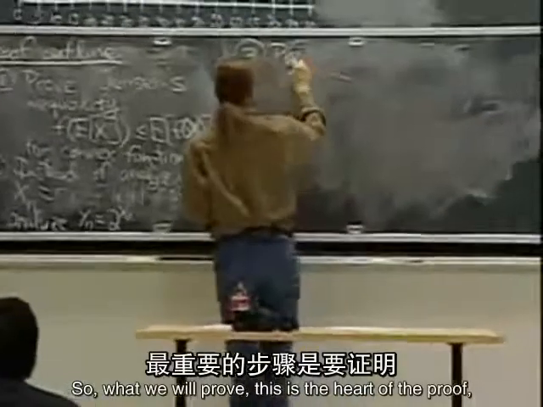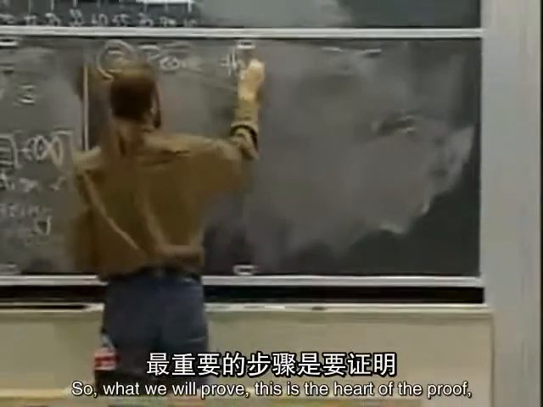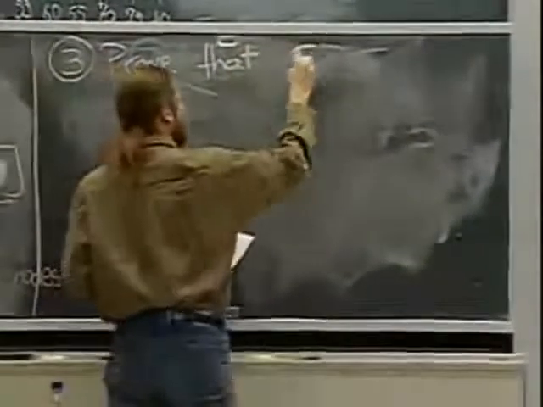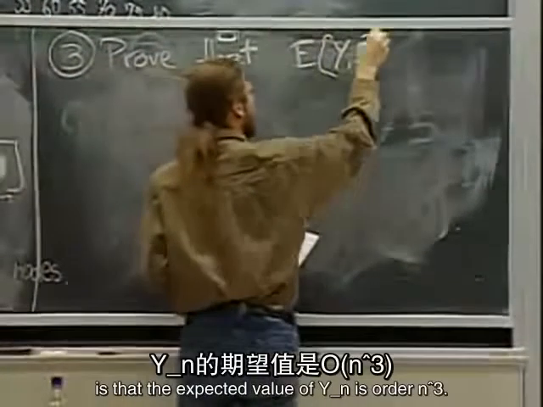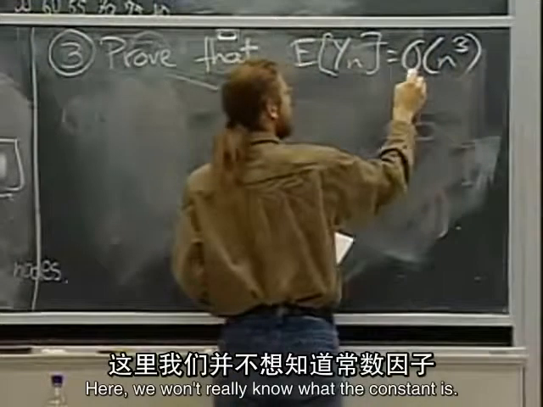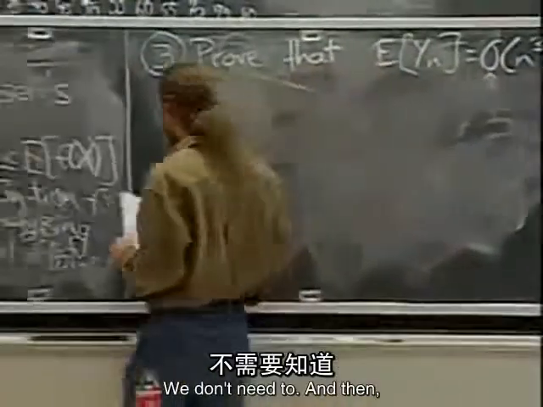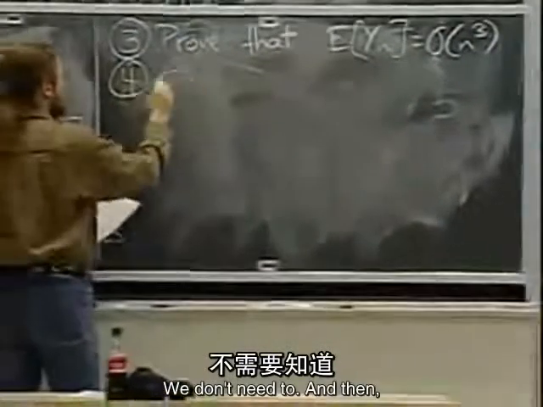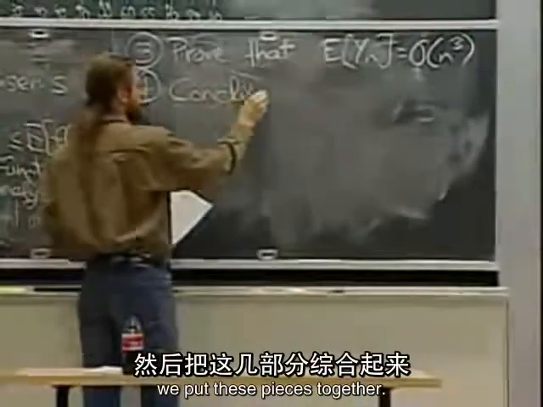So what we'll prove, this is the heart of the proof, is that the expected value of Y_n is order n cubed. Here we won't really know what the constant is. Don't need to. And then we put these pieces together. So let's do that.